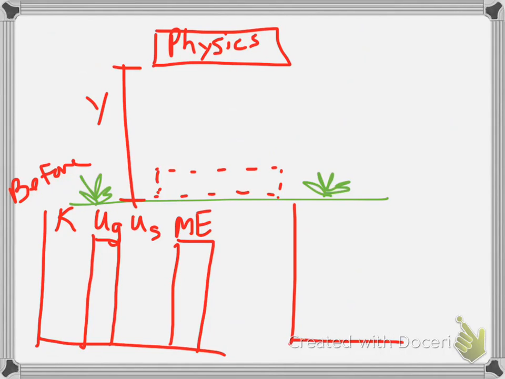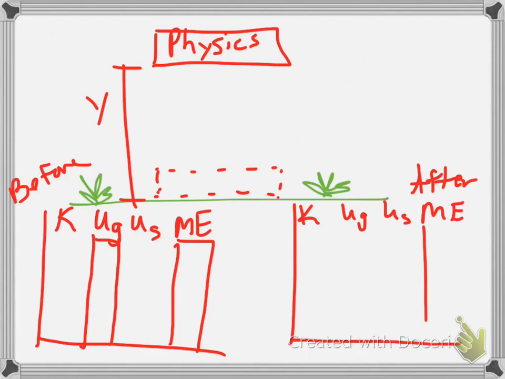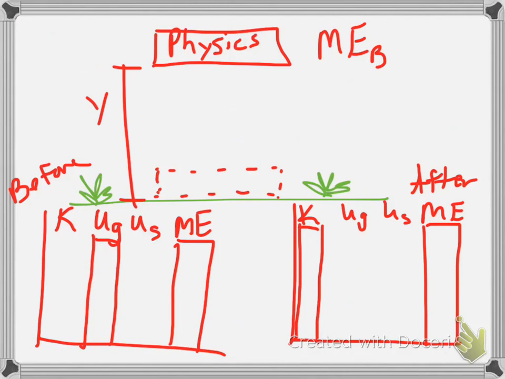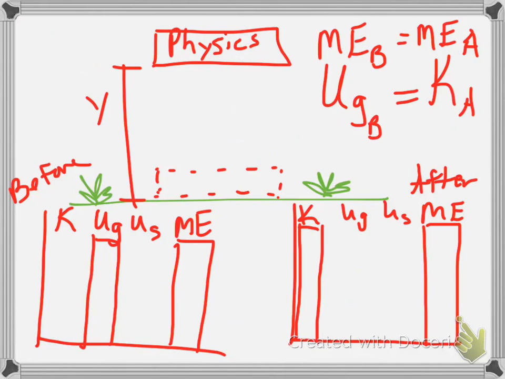Then let's look at the energy bar chart after we let this thing go and right before it hits the ground. So kinetic, UG, US, and ME. Again, we know it's all mechanical. What kind of energy do we have down here at the bottom? At the bottom, it's all kinetic energy. So if mechanical energy before equals mechanical energy after, that means the gravitational potential energy on the before side has to equal the kinetic energy on the after side. Okay, so that's the review of the things that we did in class today.